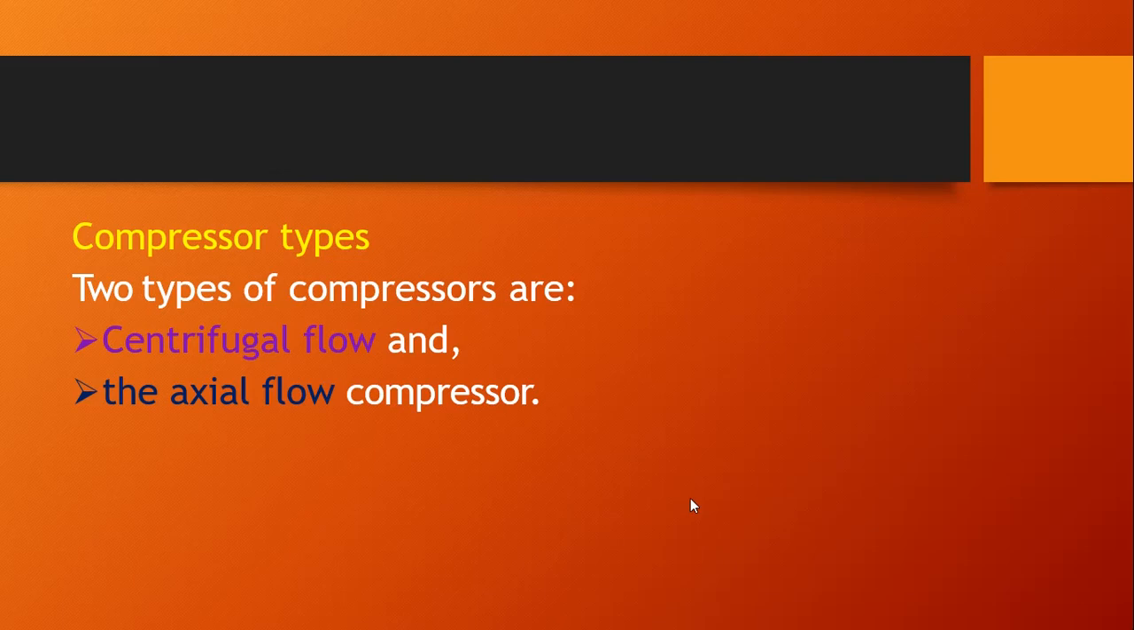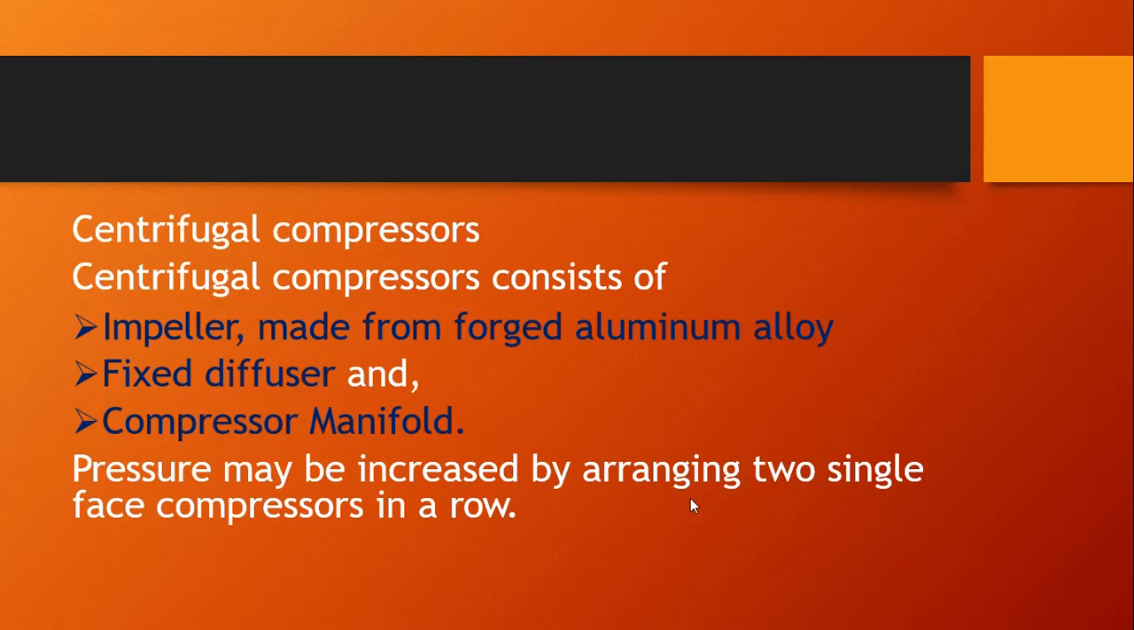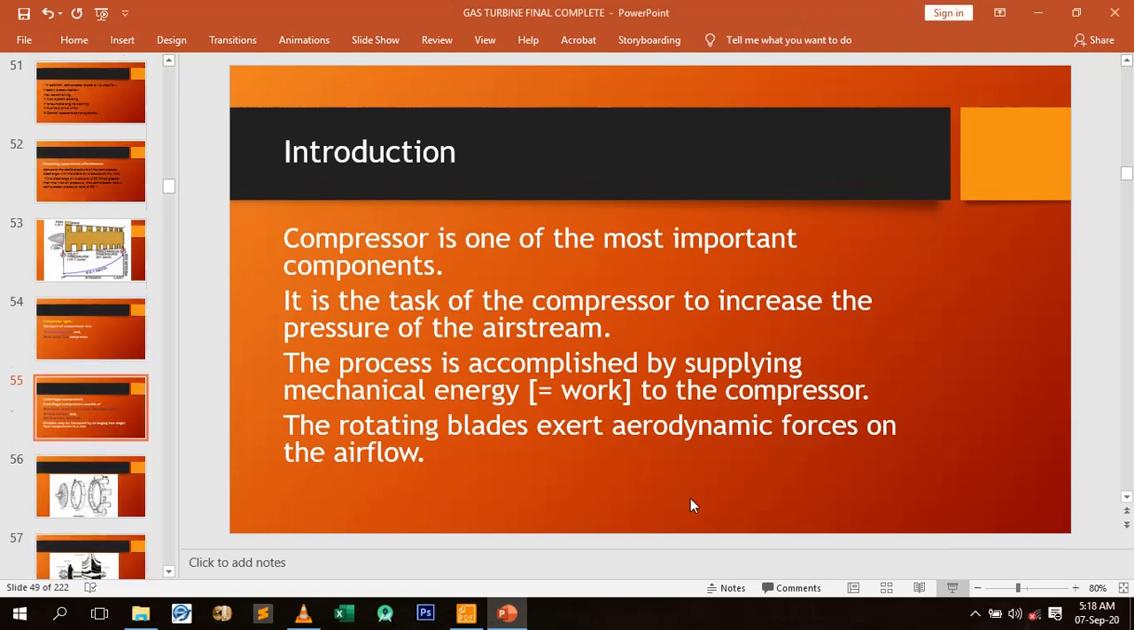Types of compressors. We had earlier seen that this type of compressor determines the design of the gas turbine engine. So the 2 types are centrifugal flow and the axial flow compressor. Centrifugal flow compressors consist of an impeller made from forged aluminum alloy. It has a fixed diffuser and then a compressor manifold. Pressure can be increased by arranging 2 single-phase compressors in a row.